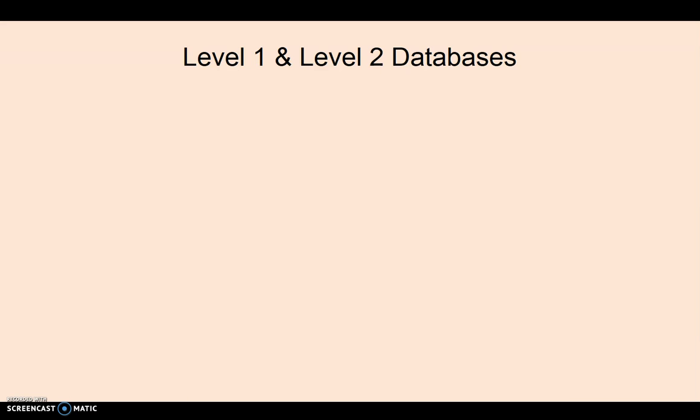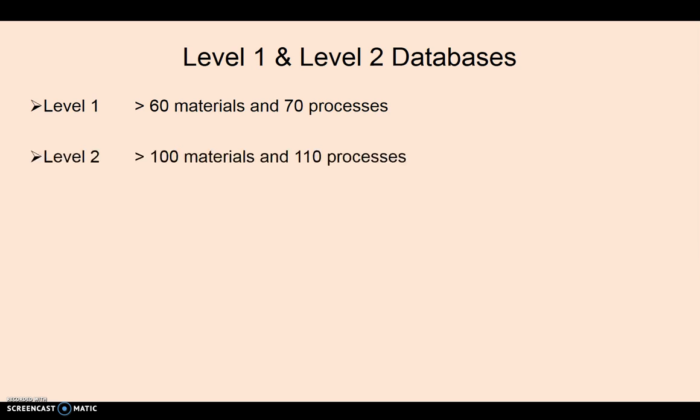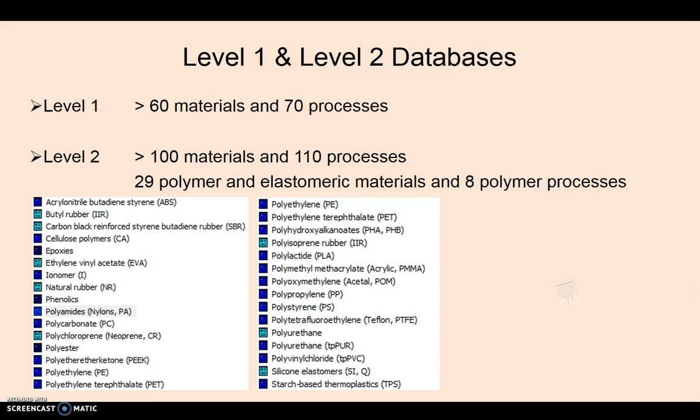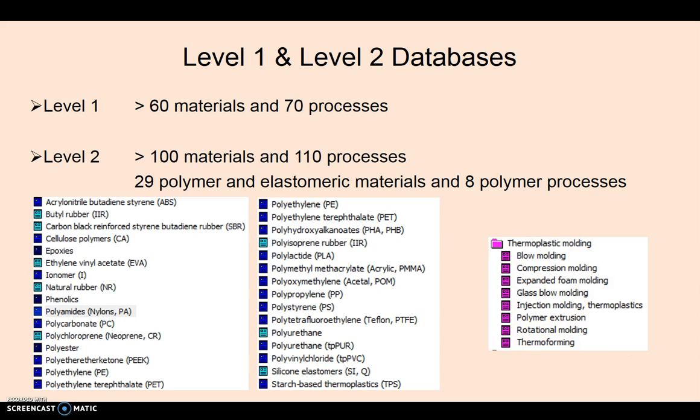Well, we look initially at level 1, which contained information on greater than 60 materials and 70 processes. In level 2, there was information on 100 materials and 110 processes, but more specifically we had information on 29 polymer and elastomeric materials and 8 polymer processes as outlined below. So we have the 29 polymer materials outlined and the 8 polymer processes.